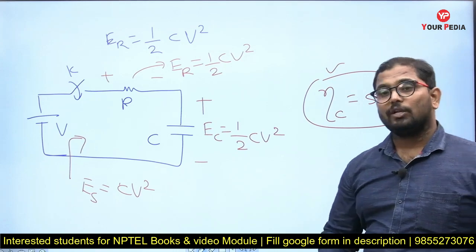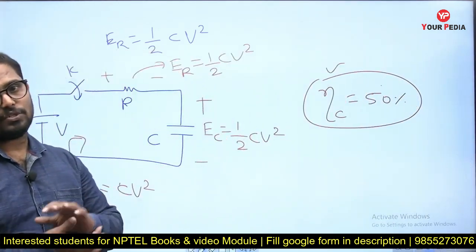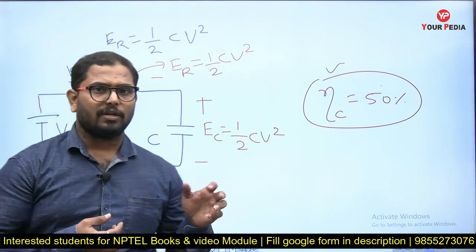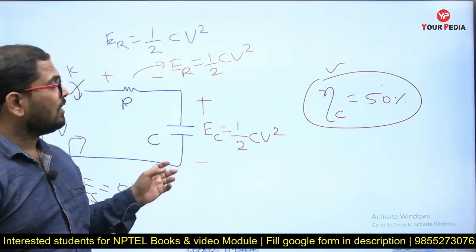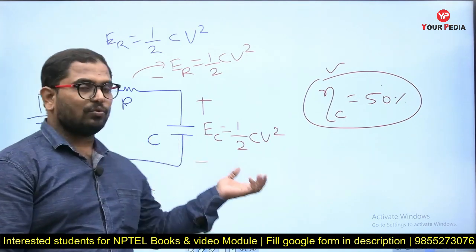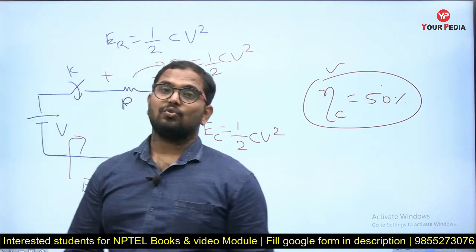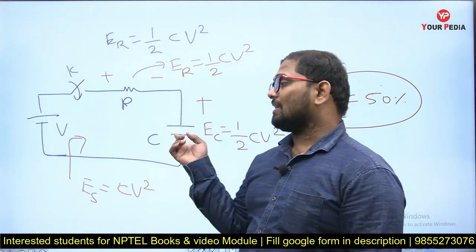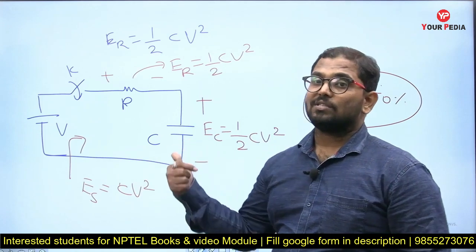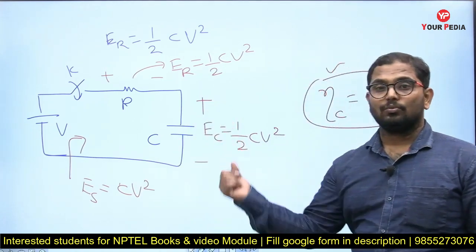So this is how you need to solve these kinds of questions. This is one of the most important and very good questions from an interview point of view, because in a BARC interview one student got this question and was asked to prove that the energy transfer efficiency of this RC circuit is 50%. So this is how you need to prove it.